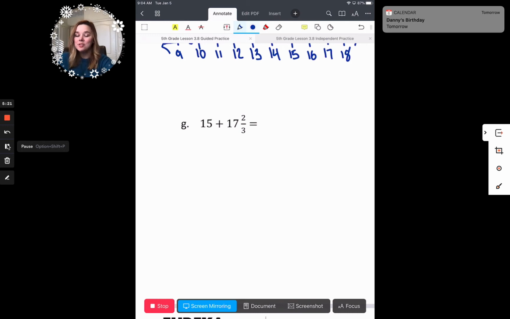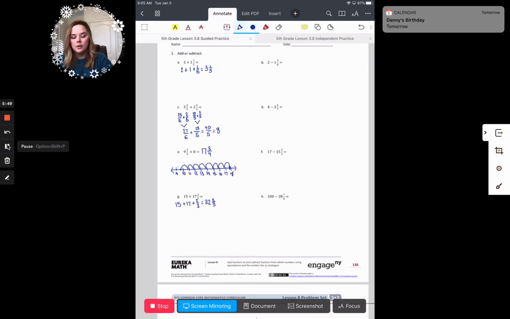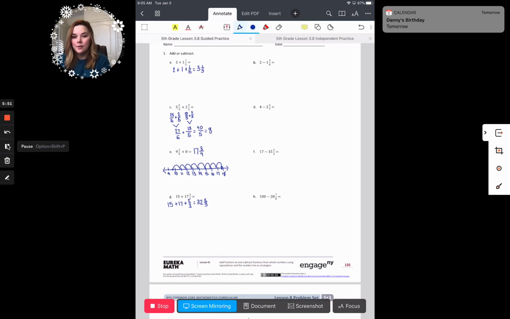Alrighty, so I'm going to solve this using that first method that I showed you. So I'm going to break this into 15 plus 17 plus 2/3. Then I'm going to add my 15 and my 17 together. And I get 32 and 2/3. So those are 3 different methods that we have for adding these numbers together.